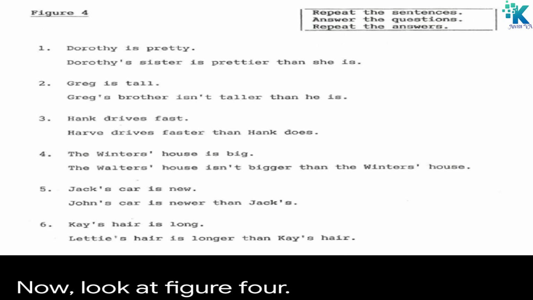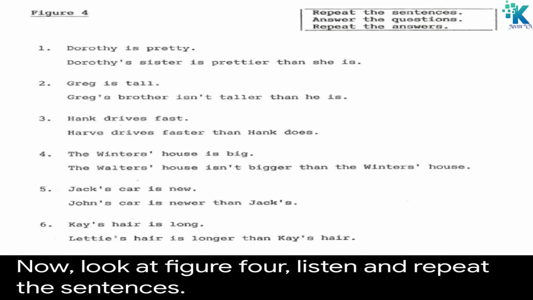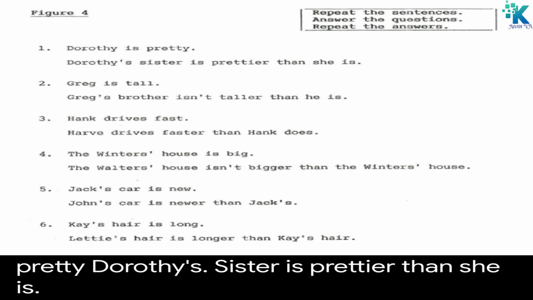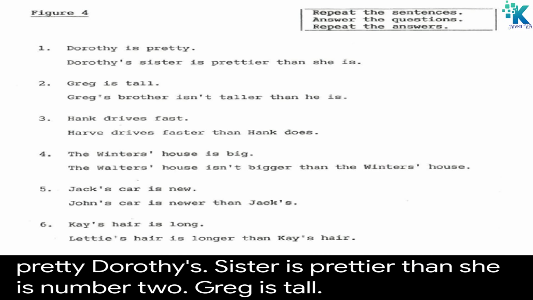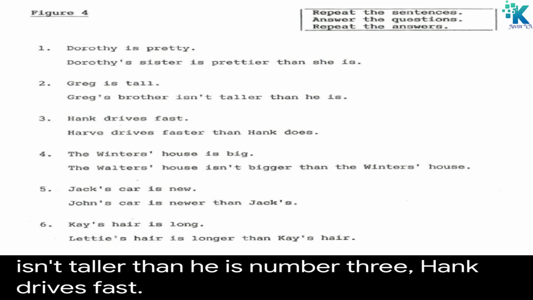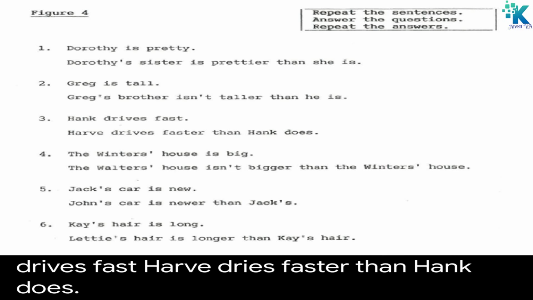Now look at Figure 4. Listen and repeat the sentences. Number 1. Dorothy is pretty. Dorothy's sister is prettier than she is. Number 2. Greg is tall. Greg's brother isn't taller than he is. Number 3. Hank drives fast. Harv drives faster than Hank does.